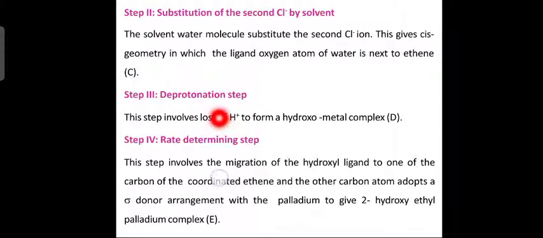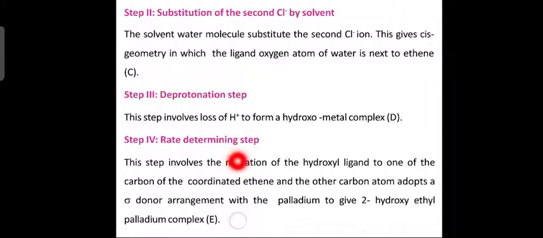Now, what is step 3? It is called the deprotonation step. Removal of H plus takes place, so it is called the deprotonation step. This step involves the loss of H plus to form hydroxo metal complex D. The product D is formed. All these reactions are given in the next slide. I am going to show it in the next slide.